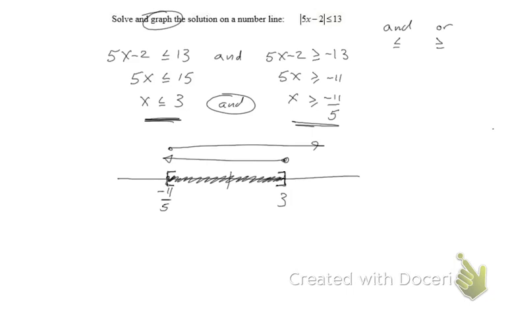If I were to write the solution using interval notation, I would go from negative 11 fifths to 3, including both endpoints with the square brackets.